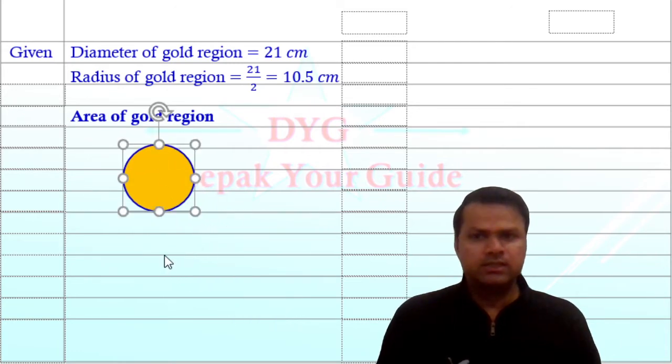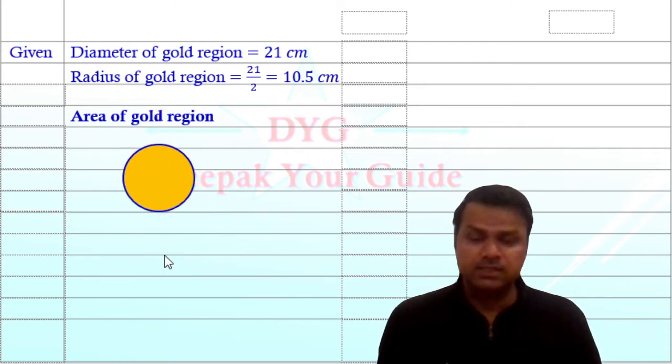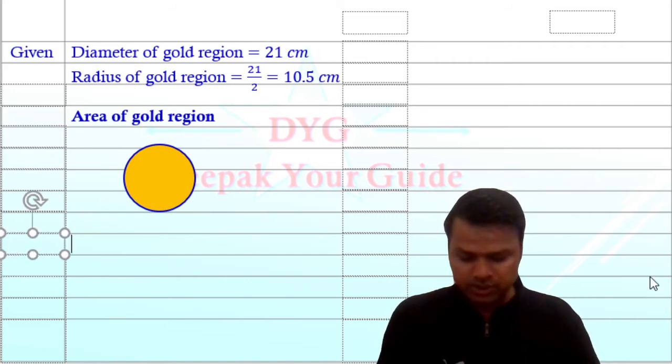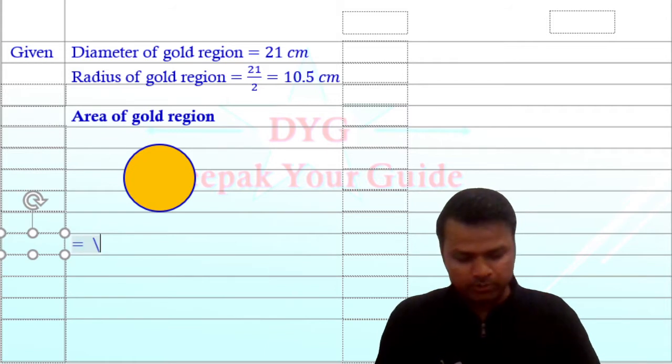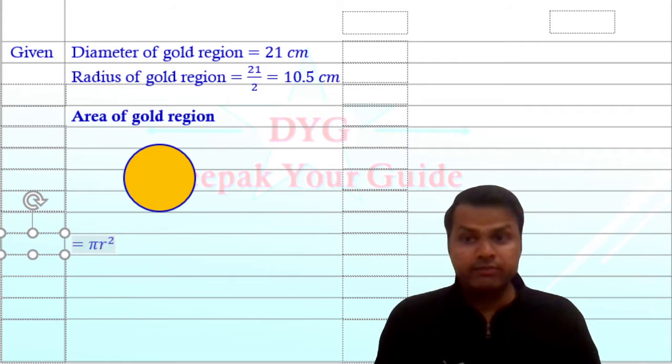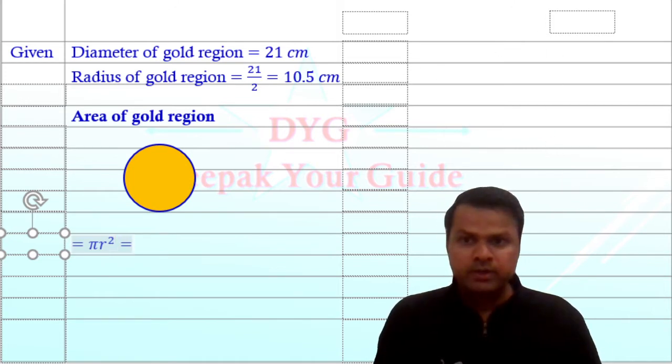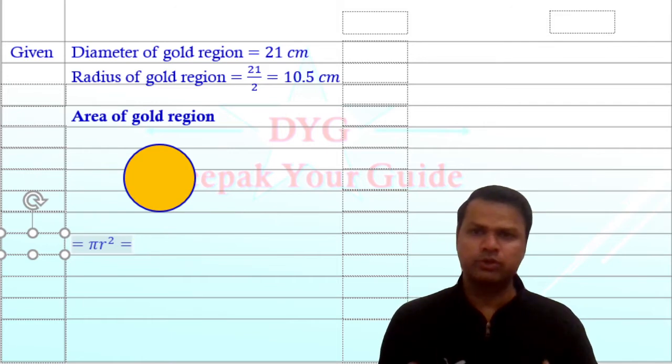It clearly looks like a circle, and we know the formula for the area of a circle. That means the area of the gold region will be equal to, we'll use the formula pi r square. Now what is the value of r? Which is 10.5. So I can write equals to, pi can be 22 upon 7 or 3.14.